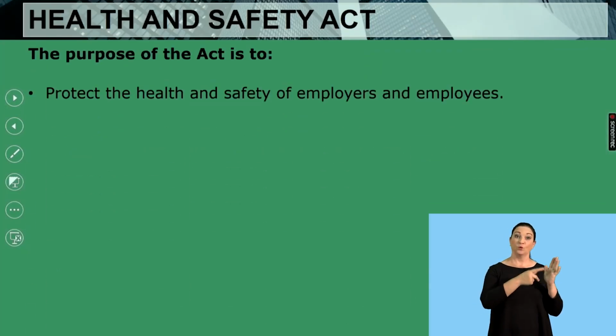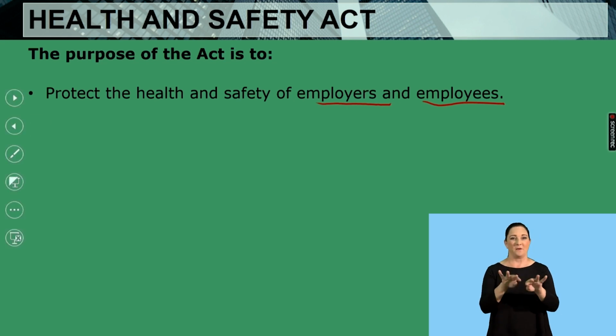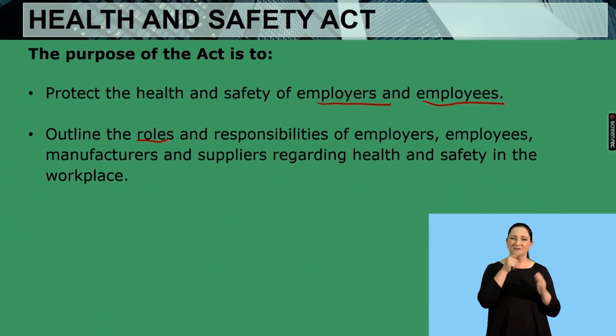The purpose of the act is then to protect the health and safety of both the employers and the employees. If you are following, grade 11s, you will also note that the act is also protecting the public. The purpose is also to outline the roles and responsibilities of the employer, the employees, manufacturers, and suppliers regarding health and safety in the workplace. So in simple terms, the act specifies that both the employer as well as the employee have responsibilities in making sure that there is safety in the workplace.